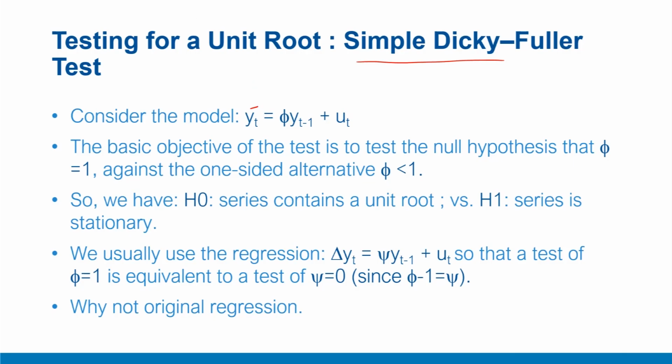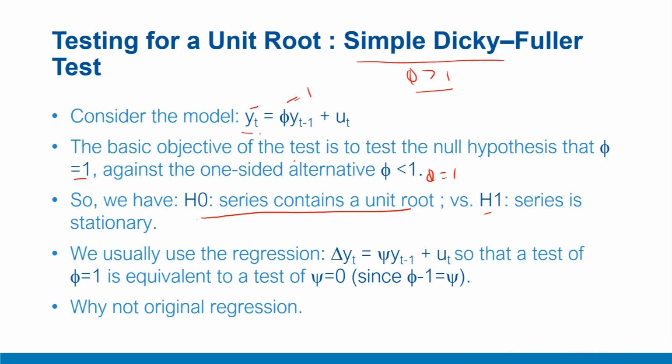The basic objective of the test of non-stationarity here is to test the null hypothesis that phi is equal to 1. We are not testing phi greater than 1 because those cases will result in explosive processes, which are generally not found in economics and finance. So the only one-sided alternative becomes phi less than 1, because we are ignoring phi greater than 1. So we formulate our null hypothesis that the series contains a unit root, which means phi equal to 1, and the only possible one-sided alternative, H1, is that the series is stationary.